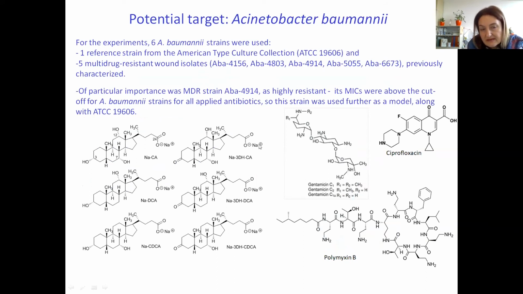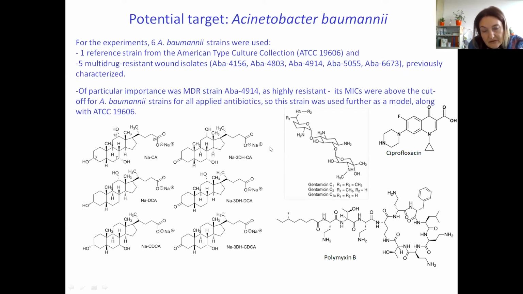For the experiments, we selected six strains of Acinetobacter baumannii, one reference strain from the ATCC collection, and 5 multi-drug resistant wound isolates previously characterized. Of particular importance was multi-drug resistant strain number 4914, because it possesses the highest resistance. Its MIC values were above the cutoff for Acinetobacter baumannii strains for all applied antibiotics. So this strain was used further as a model along with the reference strain.